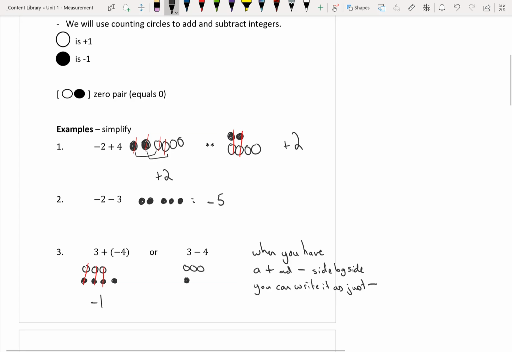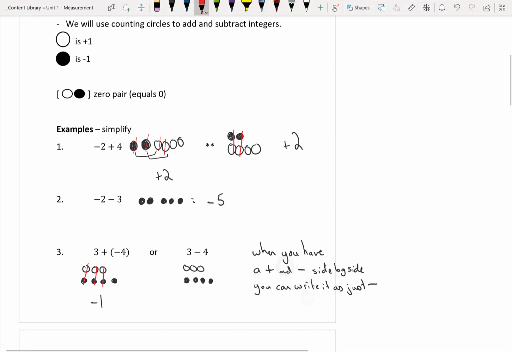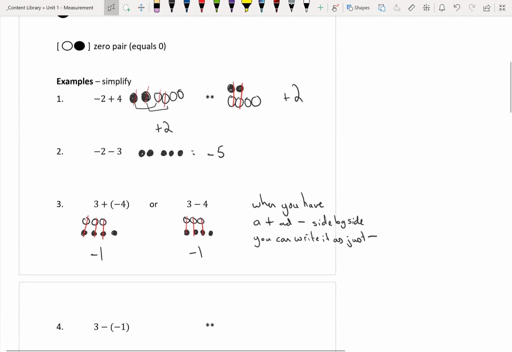Same thing with the second one. +3, -4. Again, make your 0 pairs. Count what's left over, -1. The answer is the same. So again, it's just changing the form that we see it.